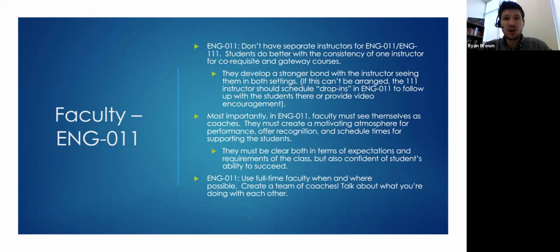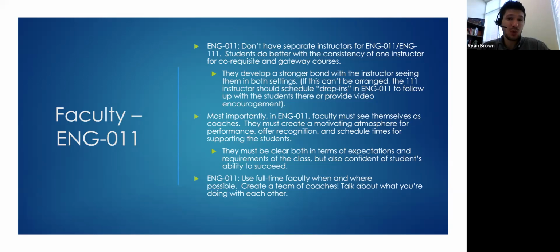And also, the instructors for English 011, because students are feeling more comfortable, and that's really the goal. We want them to feel more comfortable, and part of our efforts to help them feel more comfortable is to create a positive and encouraging environment, to offer recognition, to celebrate the wins, celebrate the successes, but also recognize where there's opportunity for growth.